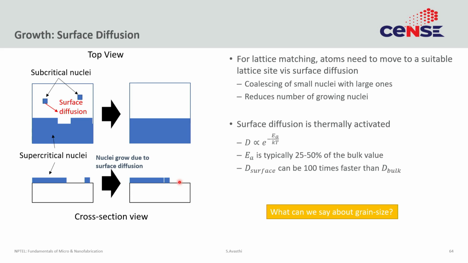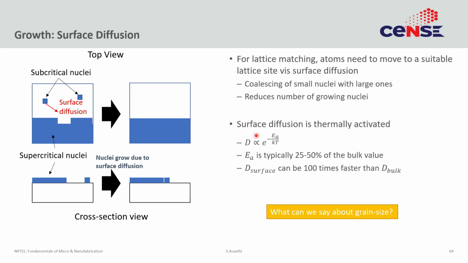And while the details are always more complicated, in the simplest way you can imagine this process will occur through surface diffusion. So, this is what I am trying to show here, that the way these subcritical nuclei are approaching this larger grain is through surface diffusion. Surface diffusion, as you all know, is temperature activated. So, D is proportional to exp of some activation energy by kT.